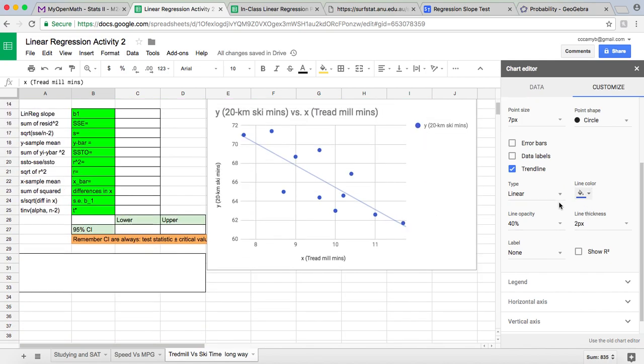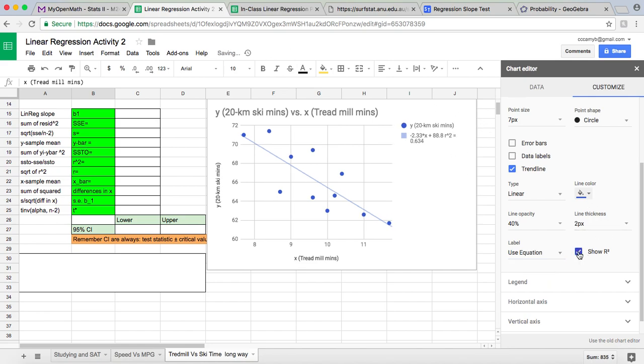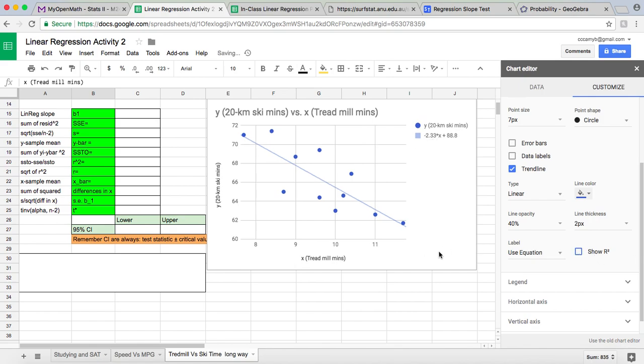Okay. And notice it doesn't give me my equation. So to get that, you need to go to Label. Right now it says none, and we're going to go down to Use Equation. Click on that, and now you see it pop up. You can hit Show R, Show R squared, but I really hate the way that they changed that. Used to be R squared was right below it, and now it's right next to it, so I think it looks really confusing. We're going to generate R squared anyway, so let's just get rid of it.